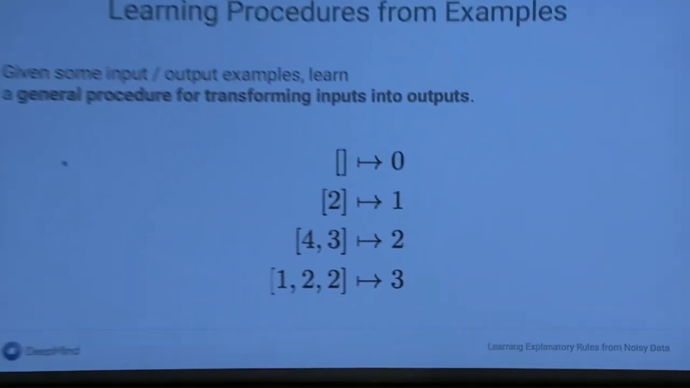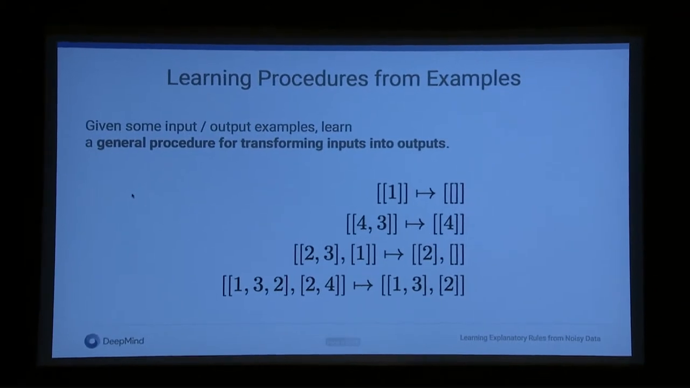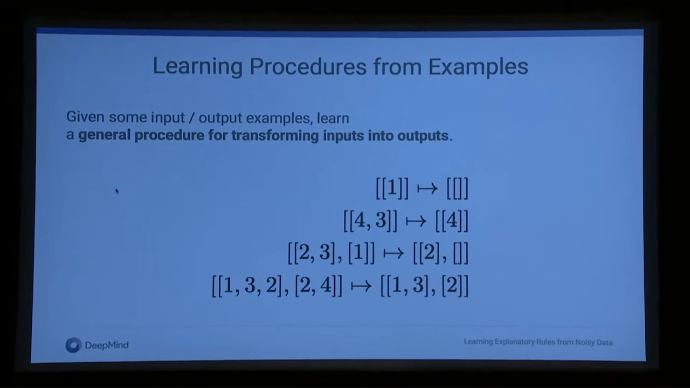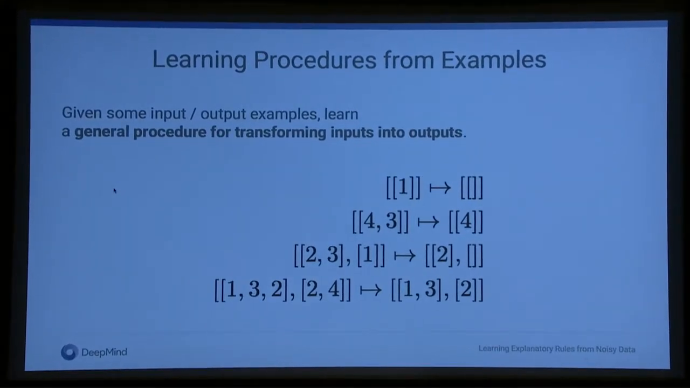So the general task, as almost all the talks today have been about, is learning general procedures from examples. So we have some input-output examples. We want to learn some general procedure that transforms the inputs into the outputs. So for example, if our input is a list and our output is an integer, we want some general function that transforms the list into an integer. Or if our input is a list of lists and our output is a list of lists, we want a general function that transforms it.